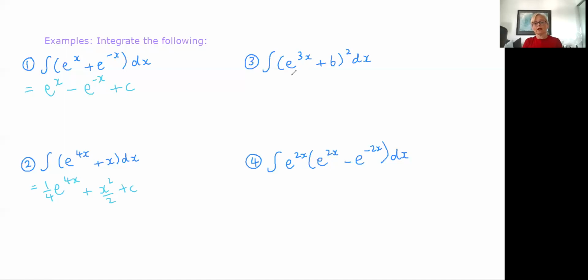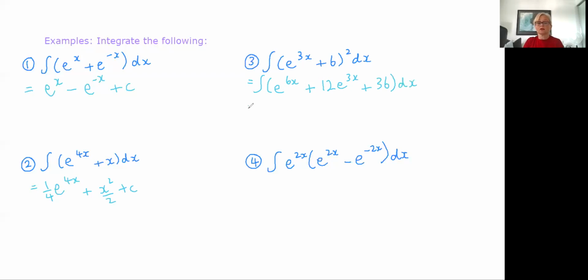Now this one here, we have this function squared. If we happened to have the derivative of this, or some constant times the derivative of this, out the front, we could go that way, but we don't. So the best way to proceed here, in fact the only way really, will be to expand this out first. So we're going to get e to the 3x squared, which is e to the 6x, plus 2 times that, so plus 12 e to the 3x, plus our 6 squared, which is 36.